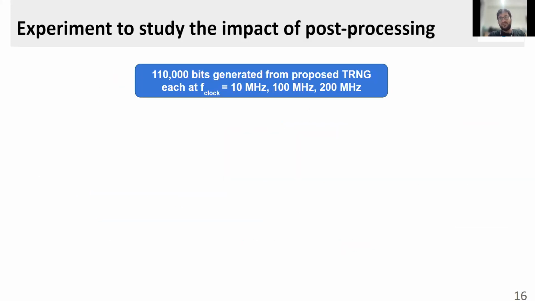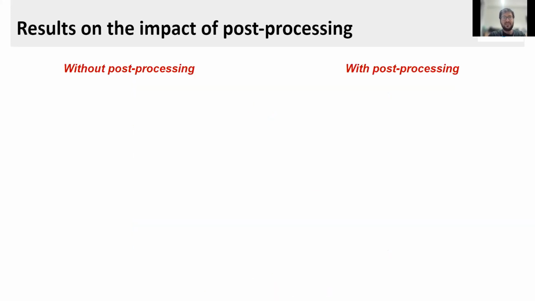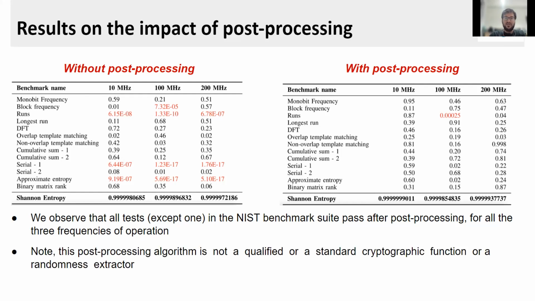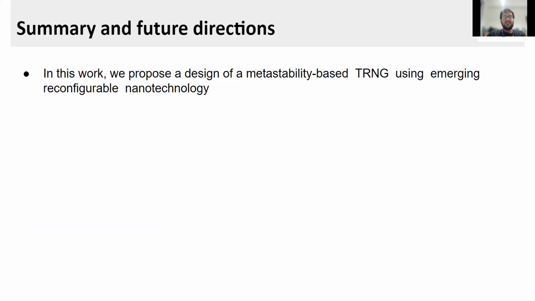So obviously the throughput goes down, and we carried out the same experiment as before, but with von Neumann extraction. We can see that with post-processing the results are much better, and almost all the tests pass as compared to without post-processing. Note that this post-processing algorithm is not a qualified or standard cryptographic function or randomness extractor. It is solely used to show that the generated bit sequence has sufficient randomness to pass the NIST test suite.